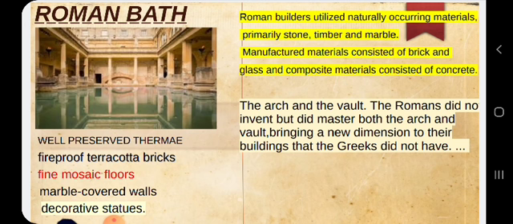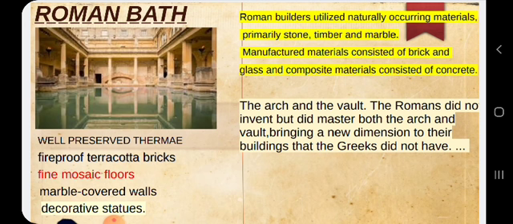And the materials used in Roman architecture. Roman builders utilized naturally occurring materials, primarily stone, timber, and marble. Manufactured materials consisted of brick and glass, and composite materials consisted of concrete. The arch and the vault. The Romans did not invent but did master both the arch and vault, bringing a new dimension to their buildings that the Greeks did not have.